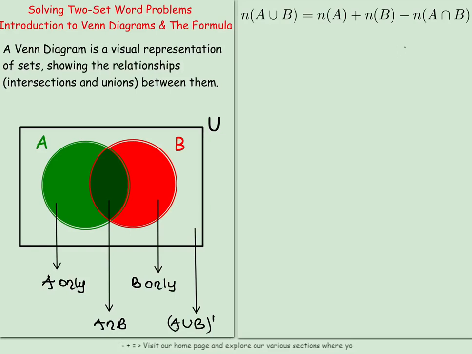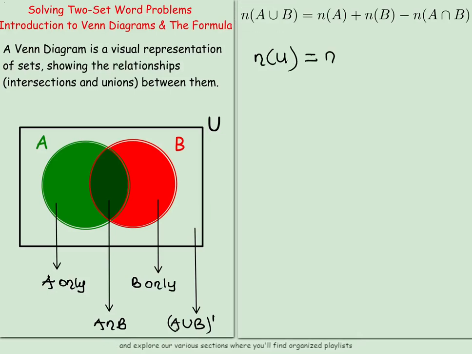Now, what if there exists an element in the complement? If there exists an element in the complement, then it would mean that our universal set, U, would not be equal to the union of set A and B.